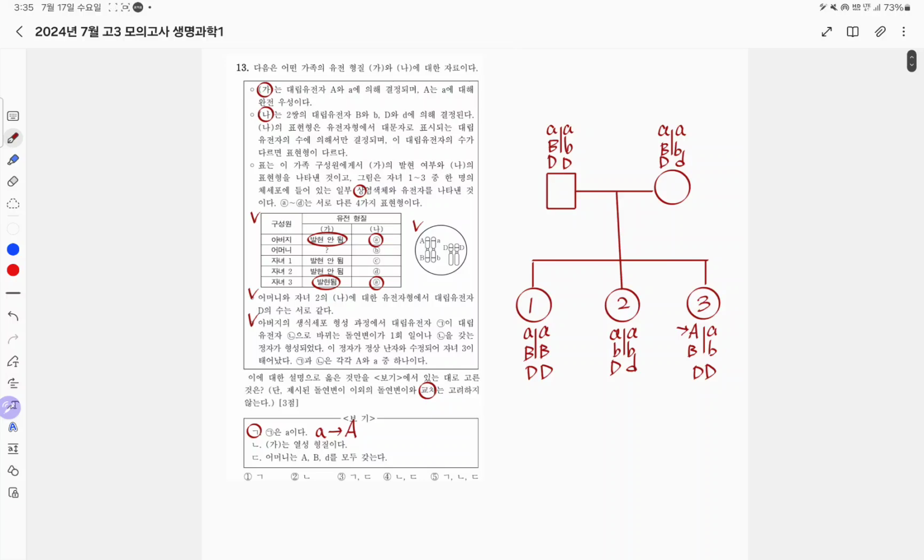So if the first statement is right, that means the first trait is dominant. It's not recessive. So the second statement is not right. And mother does not have a capital A. So the third statement is also not correct. That means only the first statement is right. So the first choice is the answer.